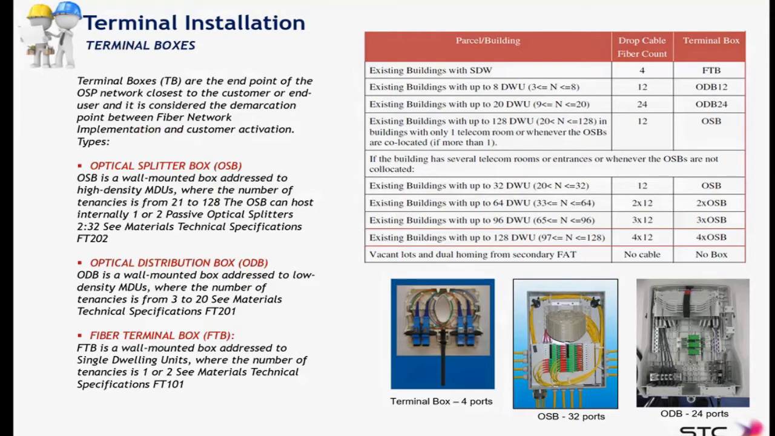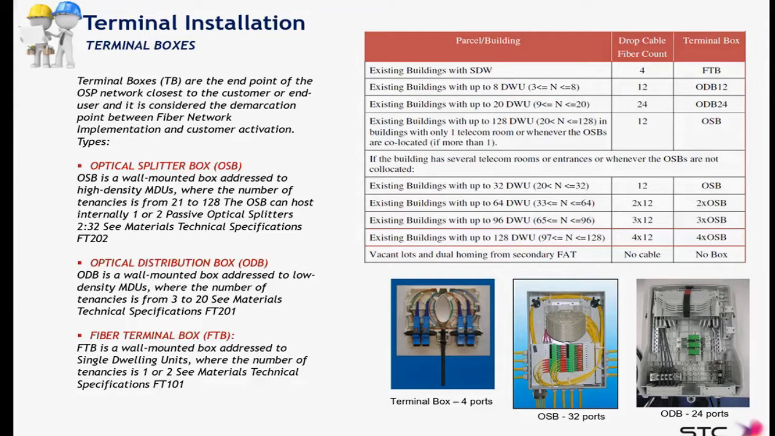Now we're going to cross some words about terminal boxes. Terminal boxes, understood as the customer side boxes, are the endpoints of the OSP network closest to the customer end. So from those boxes where we terminate the fiber network, field operations teams later on install cable drops inside the house to provide service to subscribers. There are three types of terminal boxes: optical splitter boxes, optical distribution boxes, and fiber terminal boxes. All of them are wall mount.